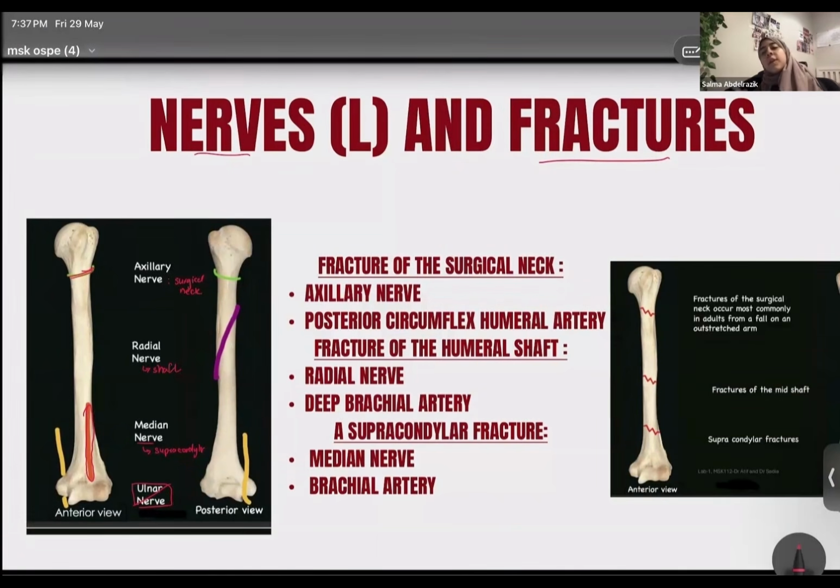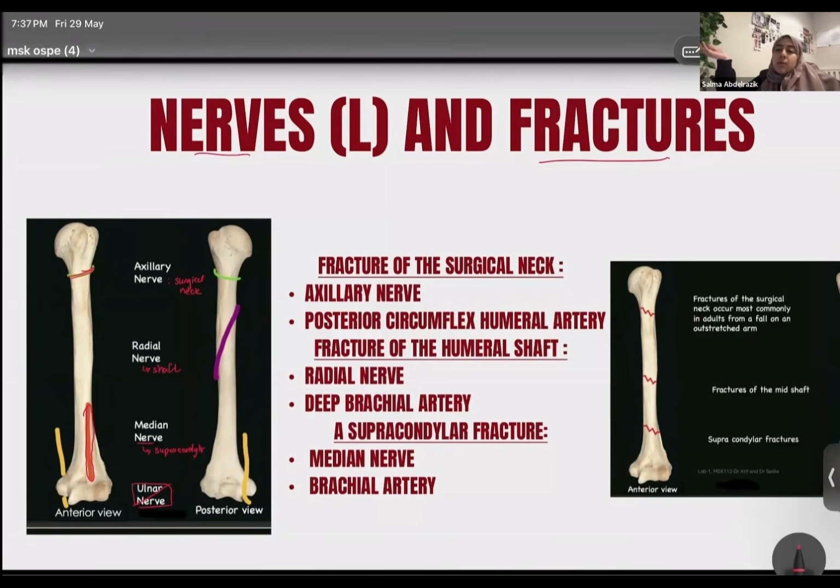So, if there's a fracture at the surgical neck, that means the axillary nerve is going to get affected. If there's a fracture at the humeral shaft, the radial nerve is going to get affected. Supracondylar fracture, the median nerve is going to get affected. And along with each nerve, we have an accompanying artery. So axillary comes with a posterior circumflex humeral artery.